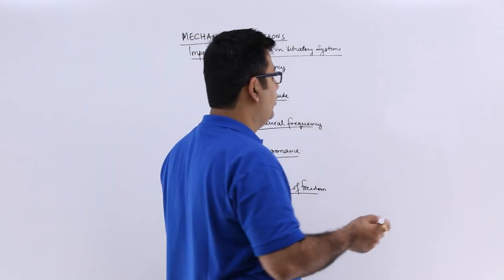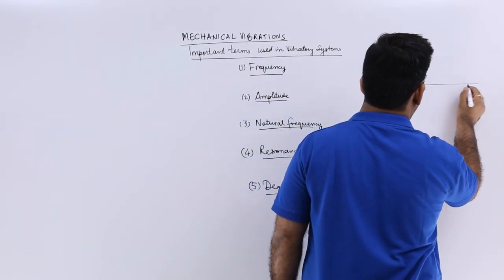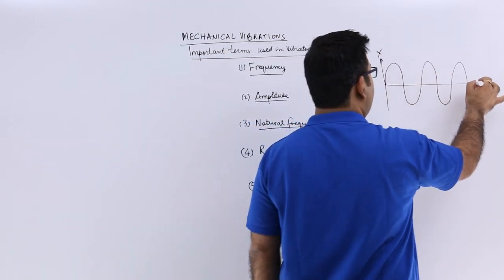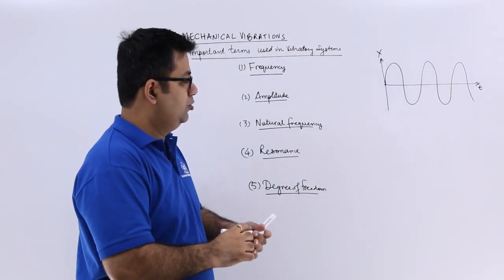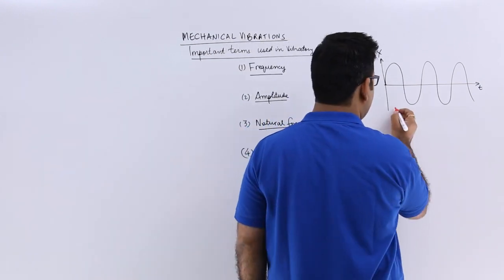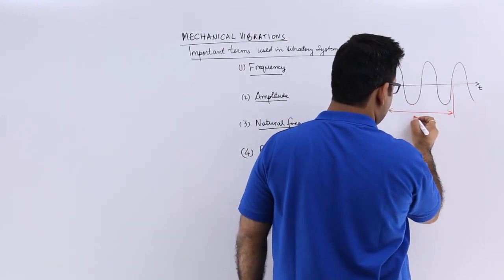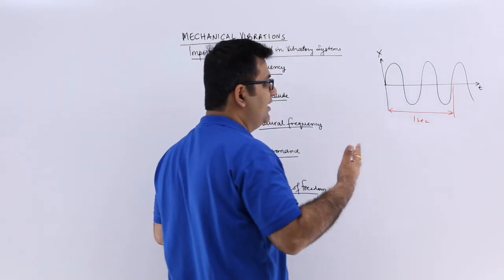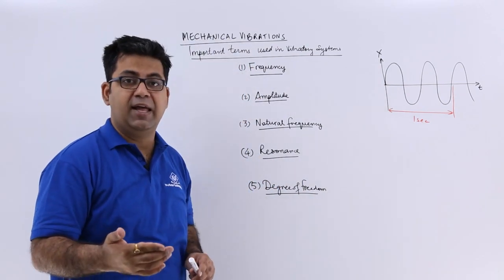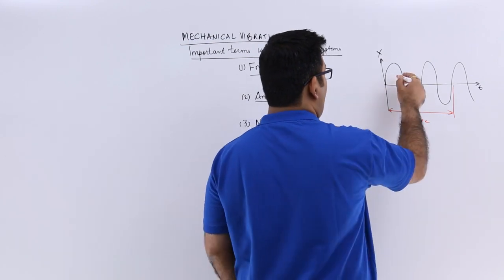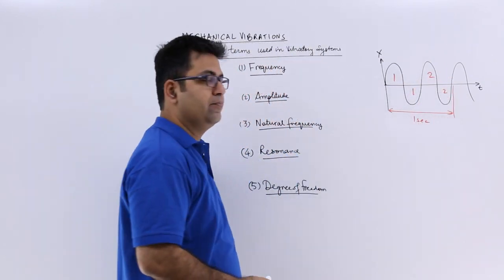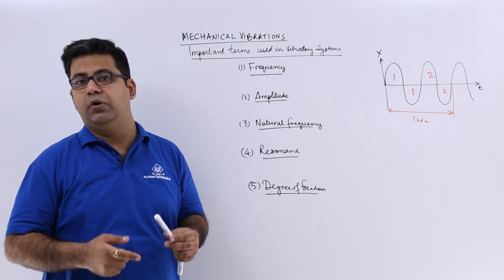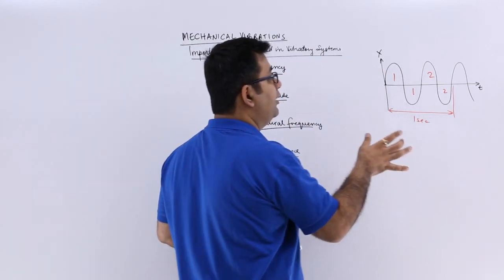If I draw a periodic motion like this, which is between displacement and time, let us say this gives us 1 second. So this much is 1 second. How many cycles of a periodic motion are being executed in this 1 second? You have 1 and then you have 2. So frequency means the number of periodic motion cycles being executed in 1 unit time.